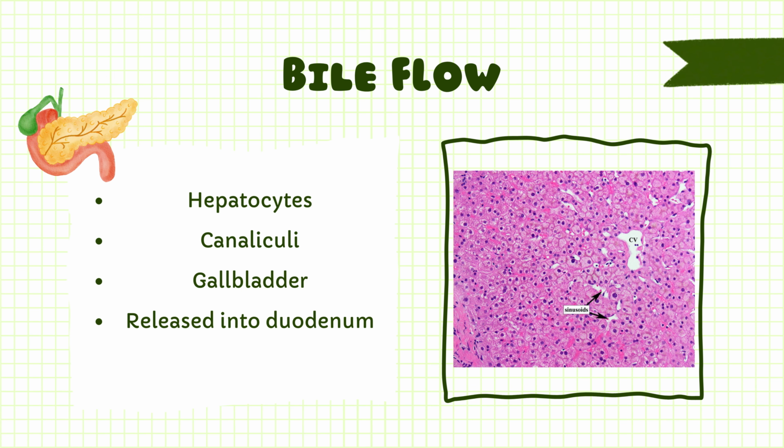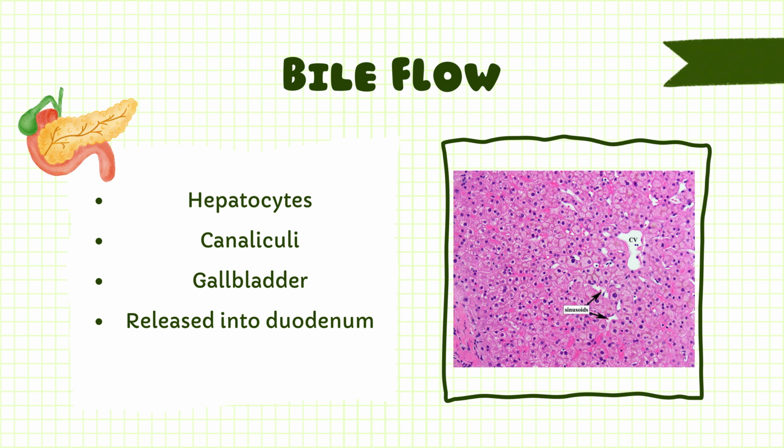Let's take a look at how bile flows through the body. Bile is produced by liver cells, known as hepatocytes. From there, it's secreted into tiny channels called bile canaliculi. These channels drain into bile ducts, which merge to form the hepatic ducts. Bile then travels to the gallbladder, where it is stored and concentrated between meals.